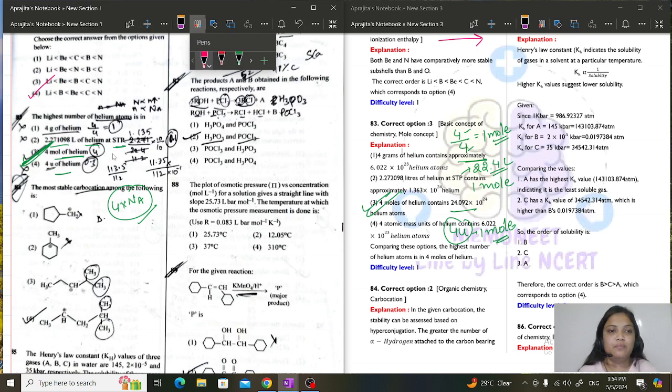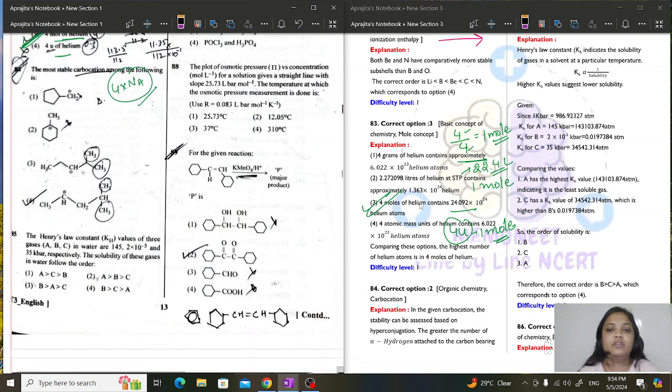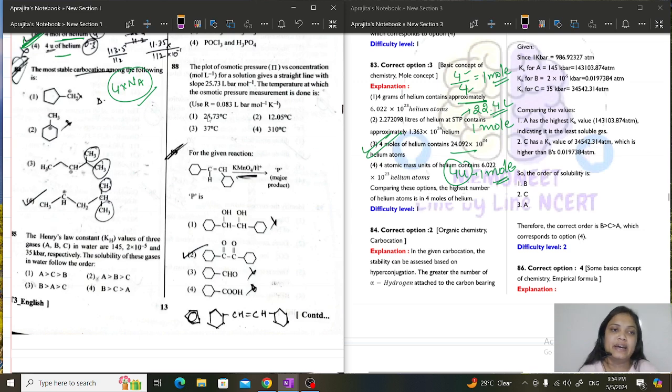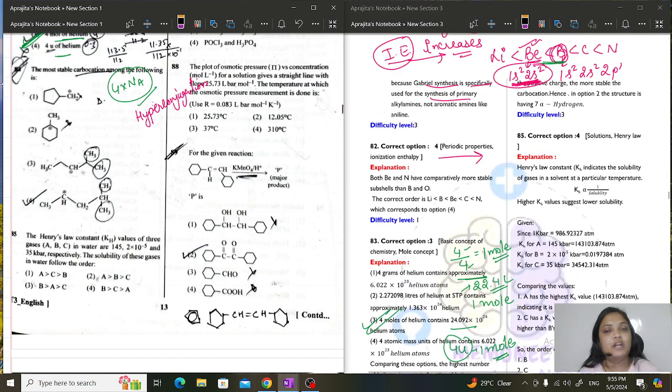Next is question number 84. We have to find out the most stable carbocation in this case. The most stable carbocation will be assessed on the basis of the number of hyperconjugation structures that can be formed. So basically we need to see how many alpha hydrogens are there. The more alpha hydrogens, the more hyperconjugative structures and the more stability.